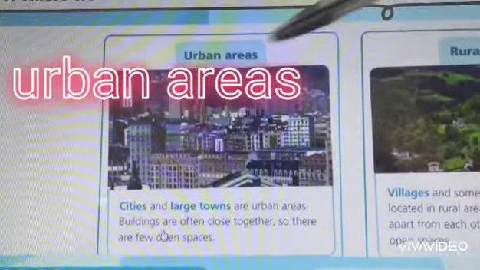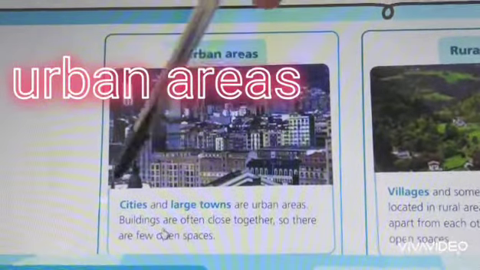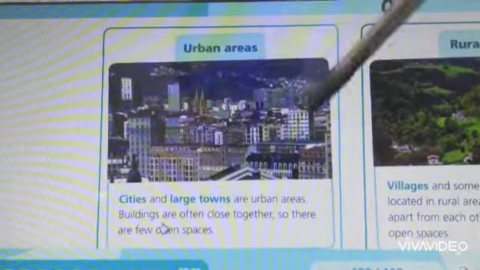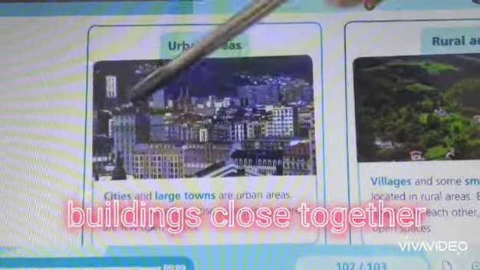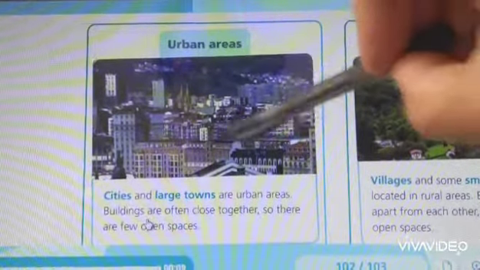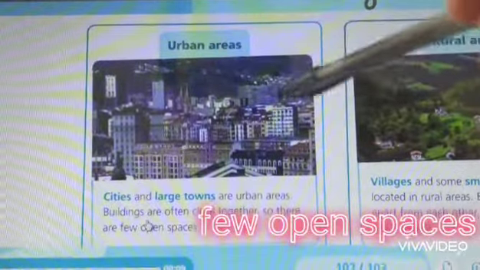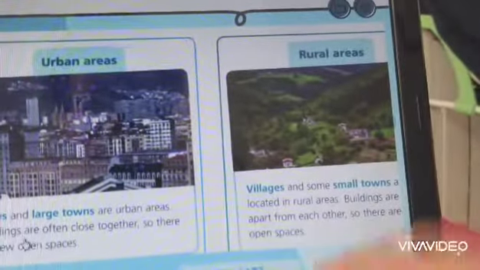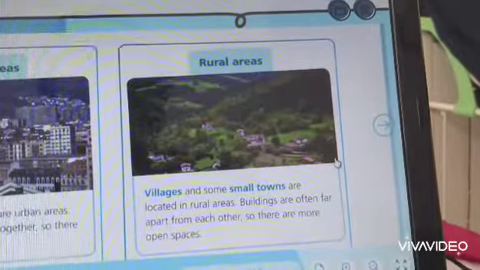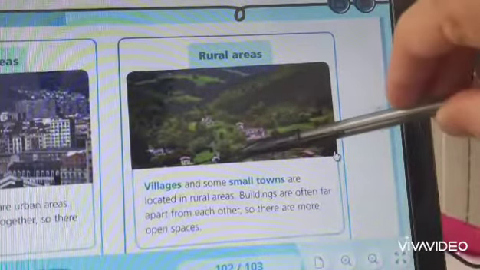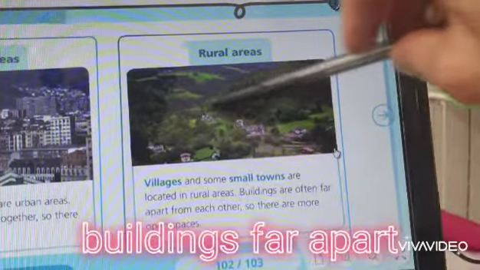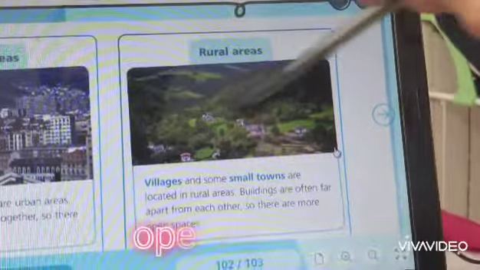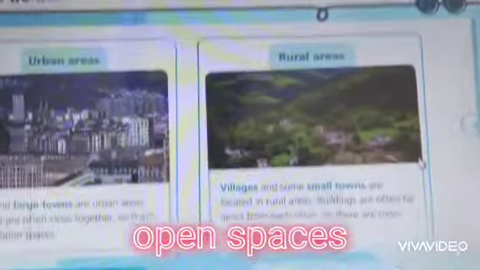When we live in an urban area, we see that these urban areas correspond to the cities and large towns. In these urban areas, the buildings are very close to each other. They are close together, so you cannot see open spaces in between. But comparing with the rural areas that correspond to the villages and small towns, here the buildings are apart from each other. They are not close together, they are apart, and there are a lot of open spaces in between.